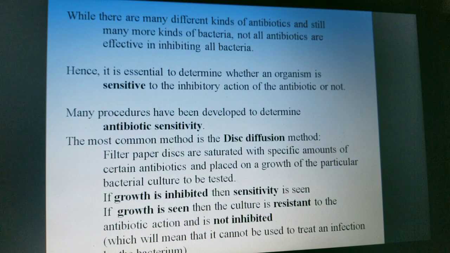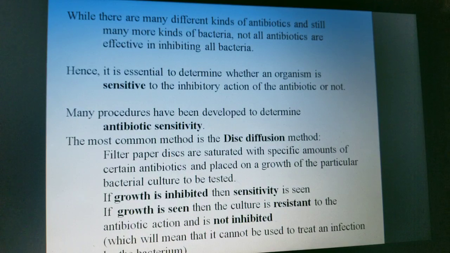There are many procedures to determine it. The most common and modern technique used is the disc diffusion method. The procedure for this method is that filter paper discs are saturated with a specific amount of antibiotic and placed on a growth of the particular bacterial culture to be tested.